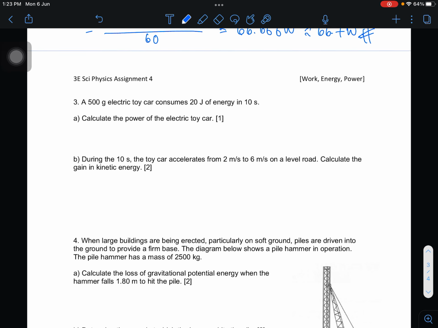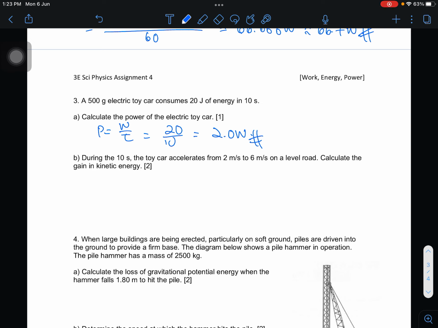3. A 500-gram electric toy car consumes 20 joules of energy in 10 seconds. Okay, so what is the power? Power equals work done over time. They already tell you 20 joules, right? So we don't have to break it down some more. So it's just 2 watt. Okay? During the 10 seconds, the toy car accelerates from 2 to 6 on a level road.